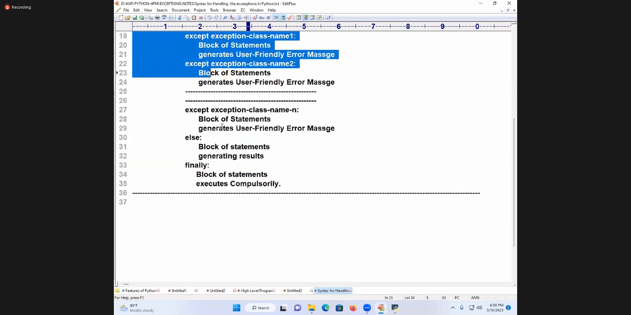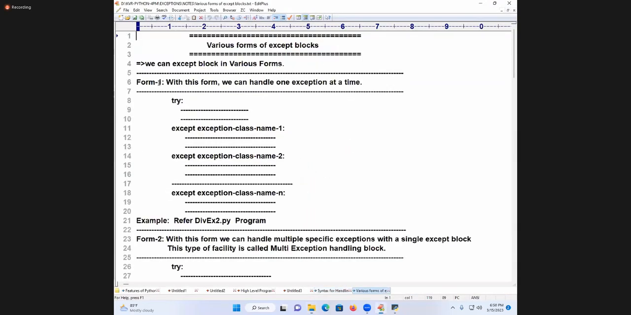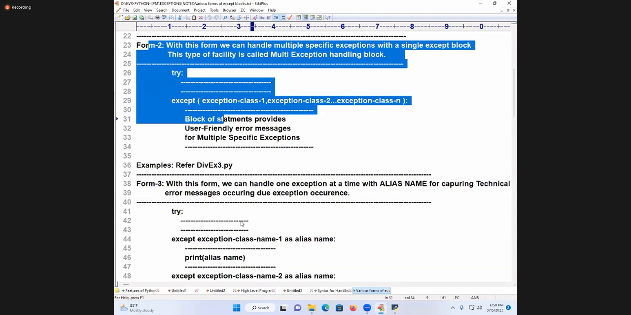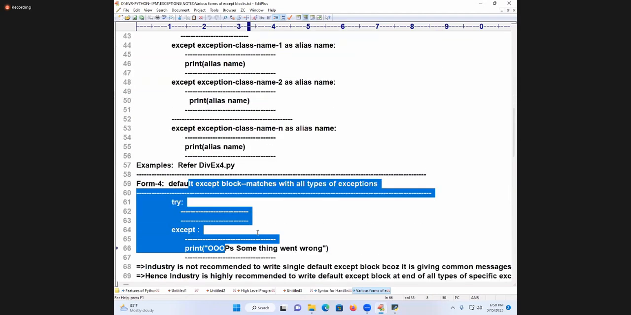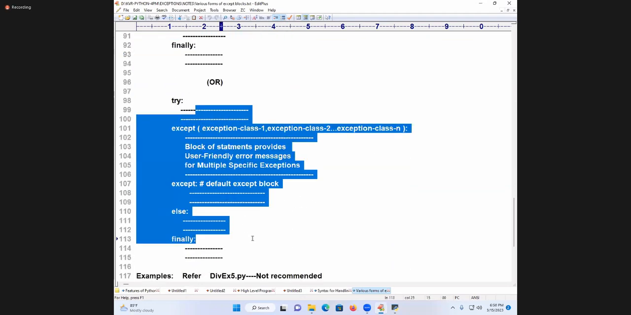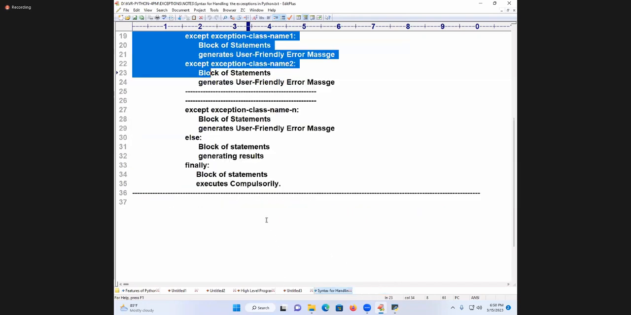See the syntax here, and another syntax. How many syntaxes am I going to tell you? Form 1 syntax, Form 2 syntax, Form 3 syntax, Form 4 syntax, and the final syntax. There are 2 final syntaxes in real time. All those things we will discuss from the real-time point of view. Understand, students? So I'm going to conclude my sentences.